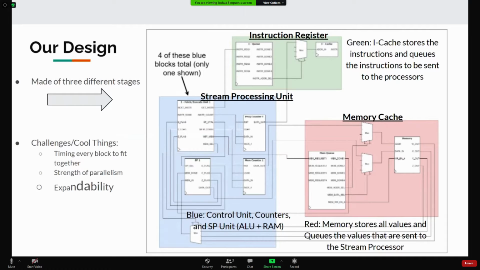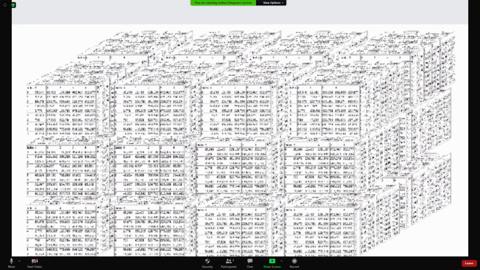So the cool and interesting things we kind of got out of this was getting the timing of everything to work together. So we ended up simulating this with 4 stream processing units, and they were all running together and doing their calculations, working on the memory cache, which is kind of cool to see. And that kind of exhibited the strength of parallelism. So if you imagine again back to that block that Joshua was showing us earlier, if we only had one processor chomping away at that huge block, it would take a lot more time than it would if there was 4 of those chomping away at that block.